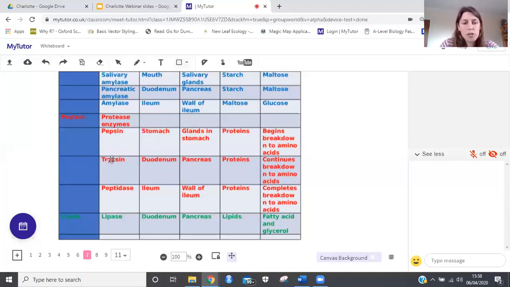Then we have trypsin. This works in the duodenum, the upper part of the small intestine that we talked about. Trypsin is produced in the pancreas. When we looked at the digestive system diagram, we talked about the pancreas producing some of the enzymes needed for digestion. This is where that comes in. Trypsin also works on proteins and continues their breakdown to amino acids.